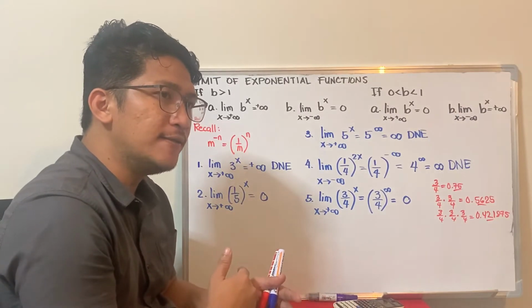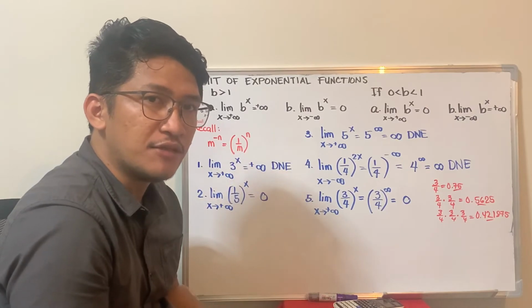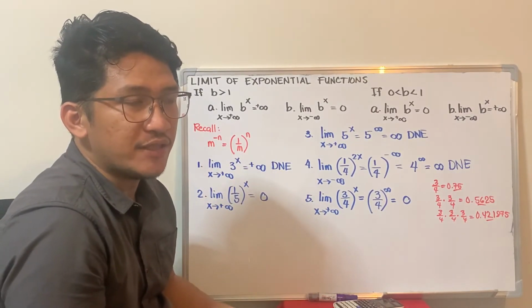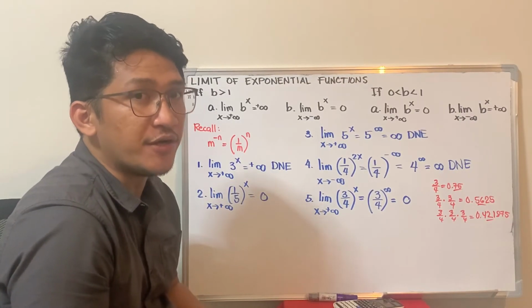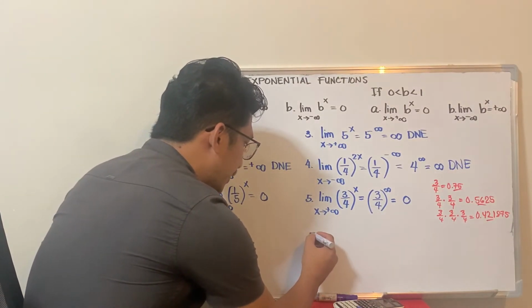So actually guys, as long as it is positive and less than 1, if you multiply it by itself again and again, it becomes lesser and lesser and lesser until it becomes 0. But if the number is greater than 1, then of course, it becomes bigger and bigger and bigger. So the same applies to example number 6.